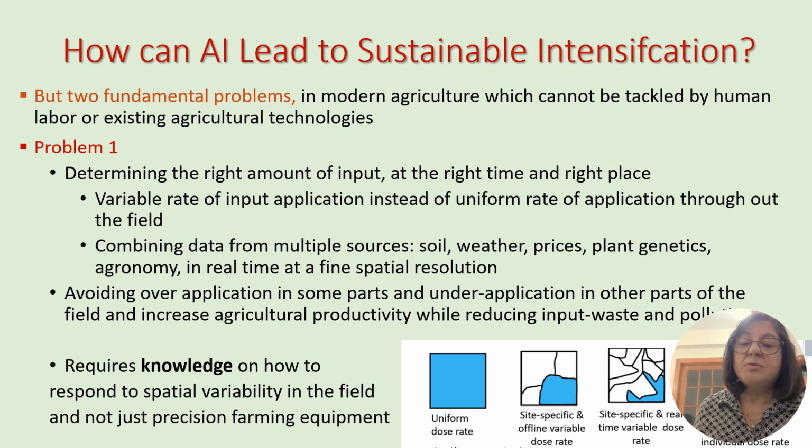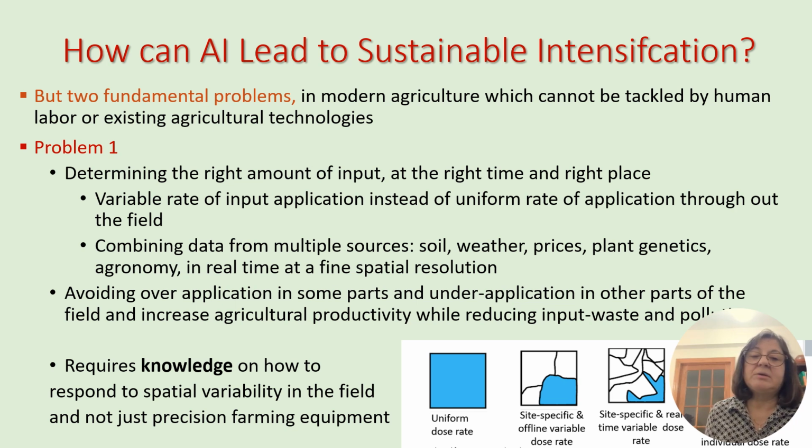And so the question is, how can AI lead to sustainable intensification? And AI can essentially address two key problems that exist in modern agriculture and cannot be tackled by human labor or existing agricultural technologies alone. The first problem is determining the right amount of input at the right time and the right place.